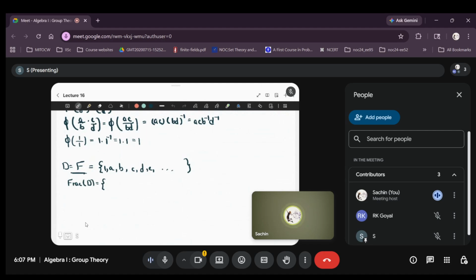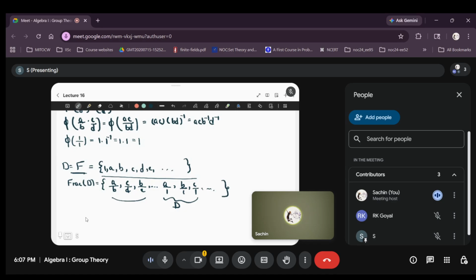So I start out with 1, A, B, C, D, E. Then frac D is a set of all elements of the form A by B, C by D, B by E, etc. This will also contain elements of the form A by 1, B by 1, C by 1, etc. So these would be elements of D. But there are other elements also. So this is how you would do it for a general integral domain.